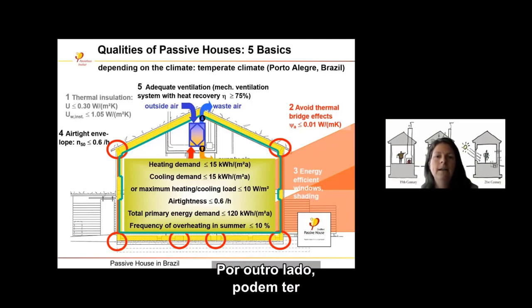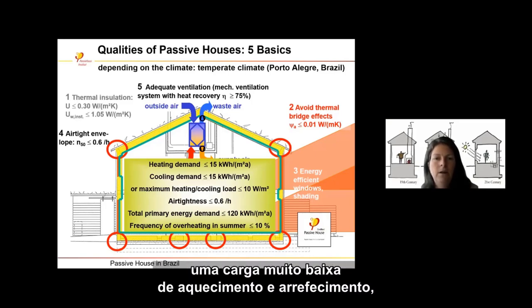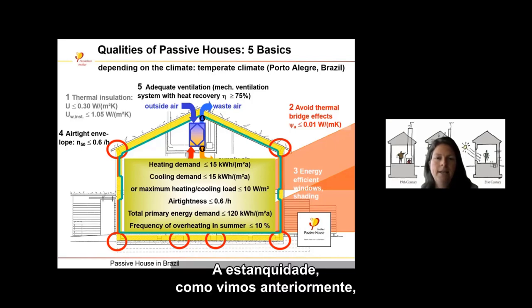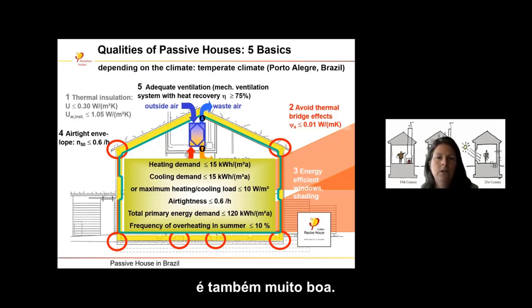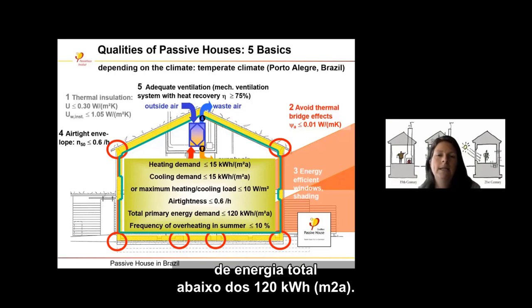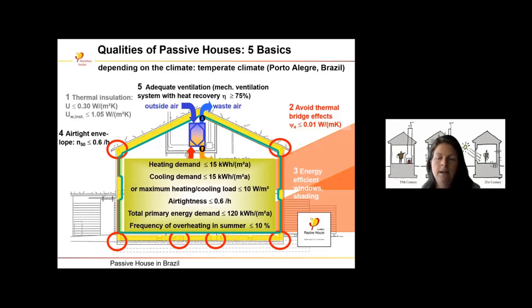Alternatively, you can have a very low heating and cooling load of less than 10 watts per square meter. The airtightness, we saw that before, is also very, very good. And all the electrical appliances and the heating system and the cooling system are also efficient and achieve a total primary energy demand of below 120 kilowatt hours per square meter and year.